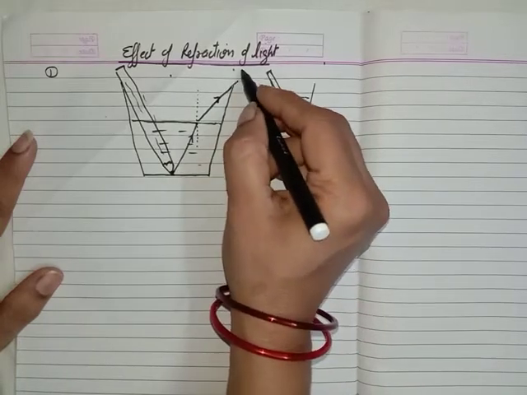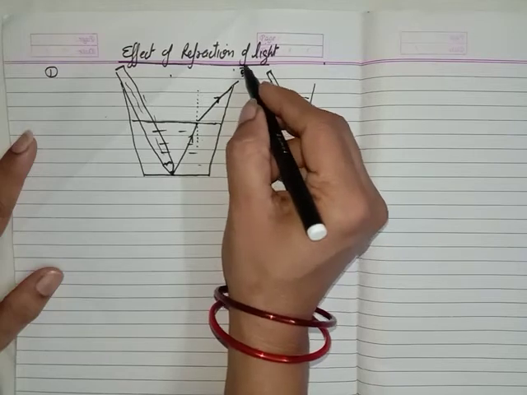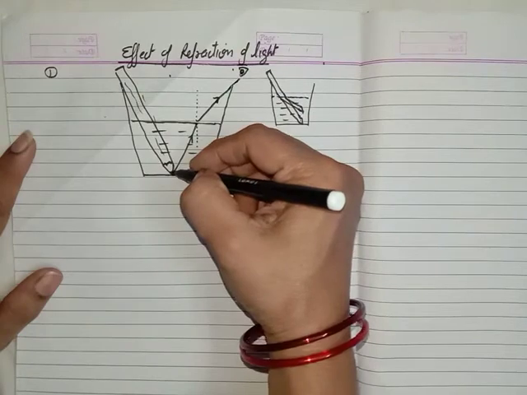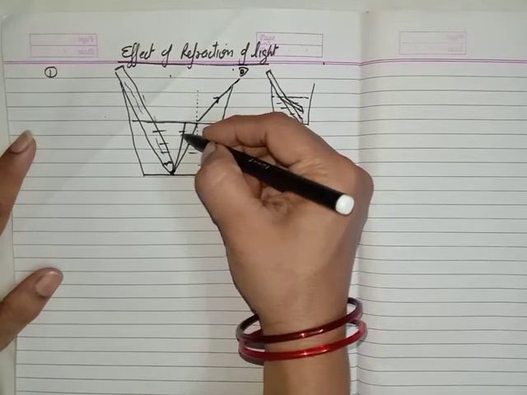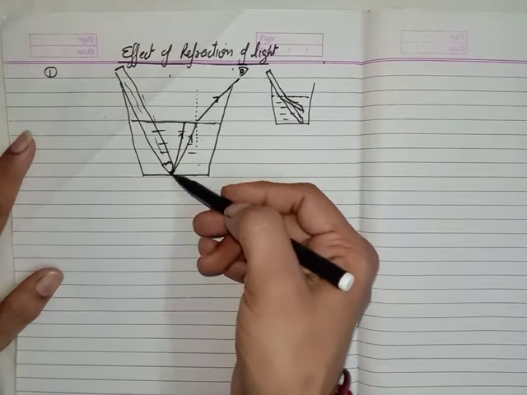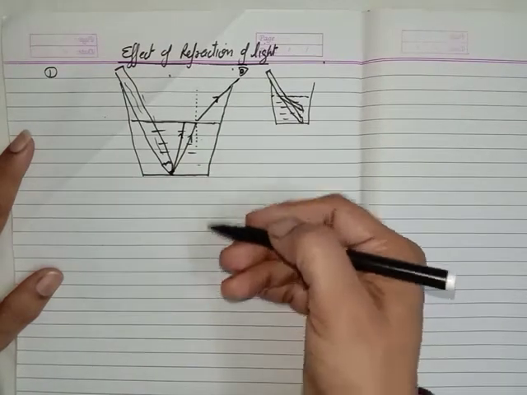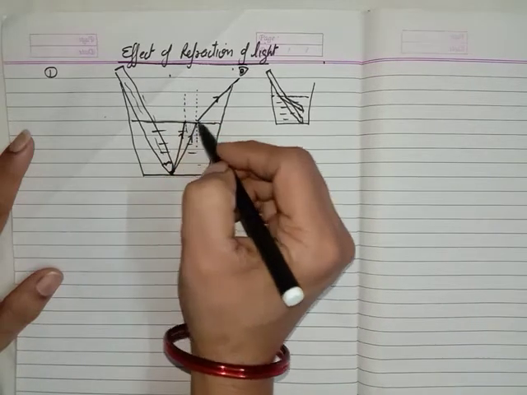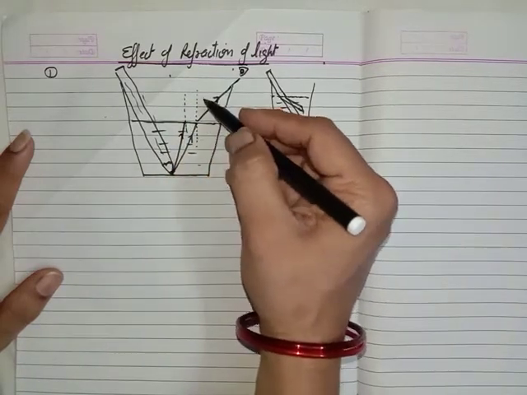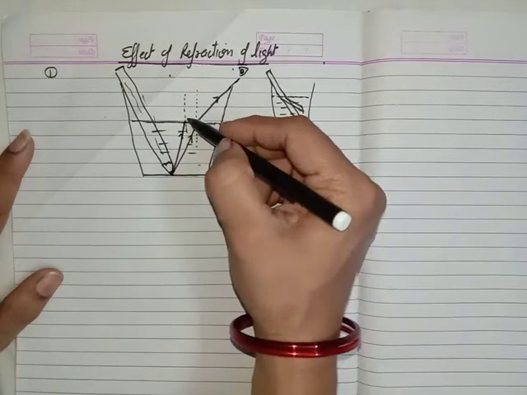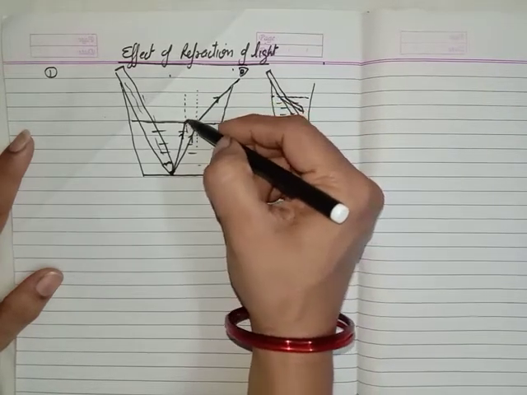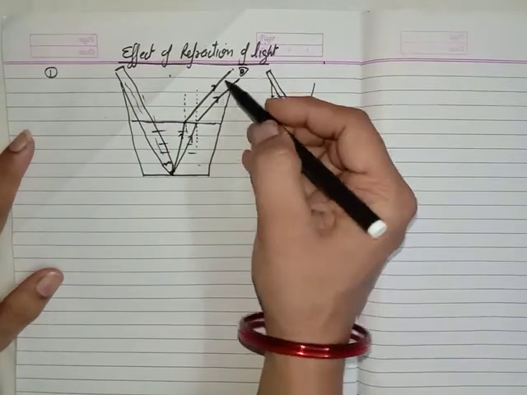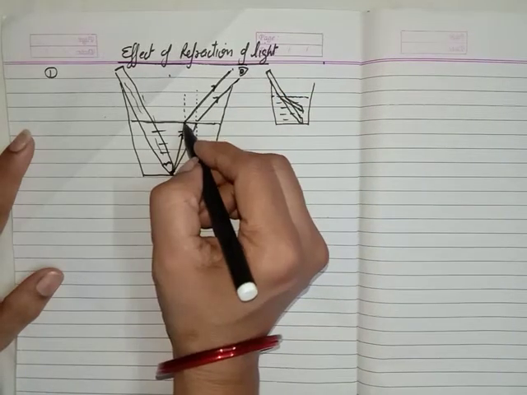Suppose we are looking from here. Now we can make one more ray here. We know that not only two rays come from this tip, but for our convenience we draw only two rays. Again, what will happen? This is the normal, and when this light ray comes from water into the air, it will bend away from the normal, because water is a denser medium and air is a rarer medium. This is another light ray which comes from the tip of the pencil and reaches our eyes.